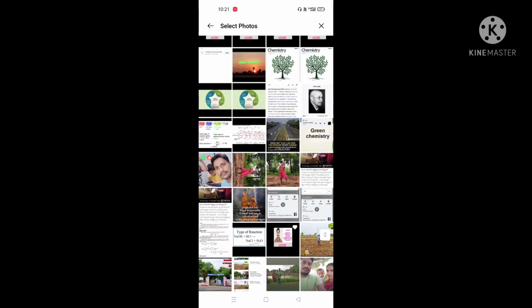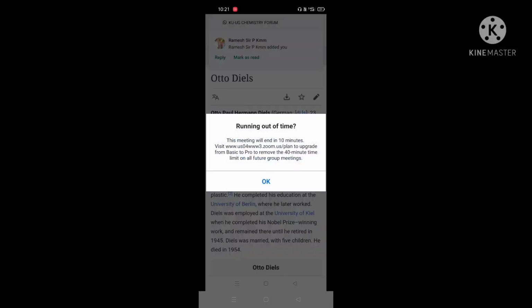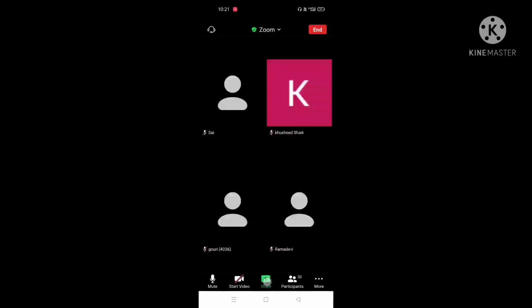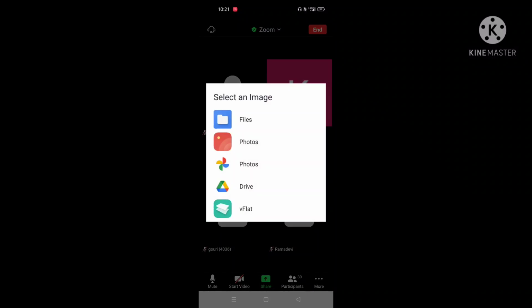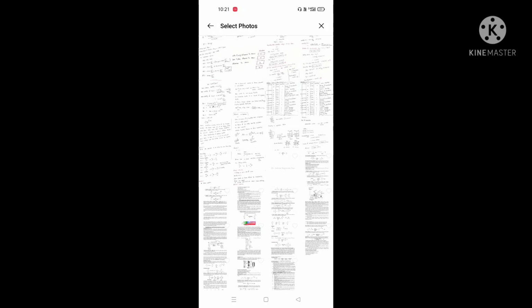So we should know about these scientists. The first one, Otto Paul Hermann Diels, was from Germany. His fellow scientist, Kurt Alder, was one of his students. They got the Nobel Prize for this reaction in 1950. Okay, for a simple reaction they got the Nobel Prize. After that, so many scientists got involved in this green synthesis.